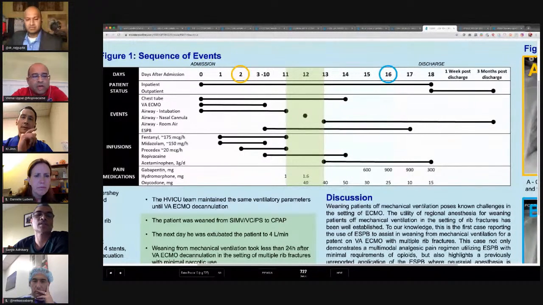And how long did you run the ESP block for? Till the end? I think the ESP is still there. We started the ESP block on the 10th, early part, till the 17th. So almost a week, more like 2 weeks.